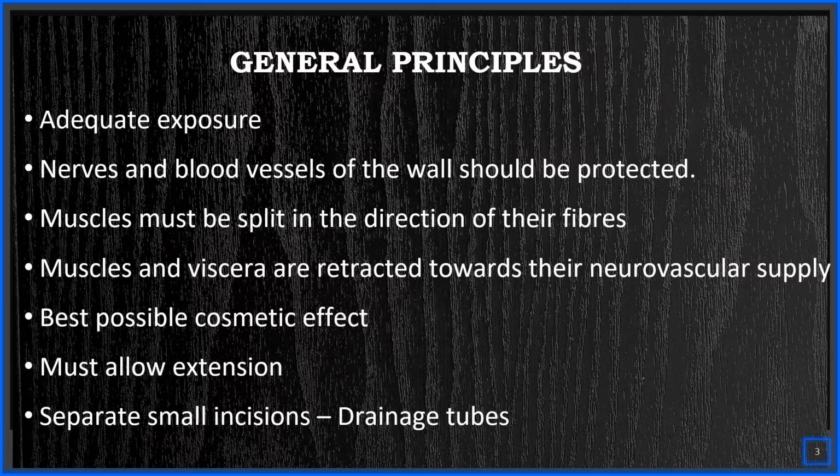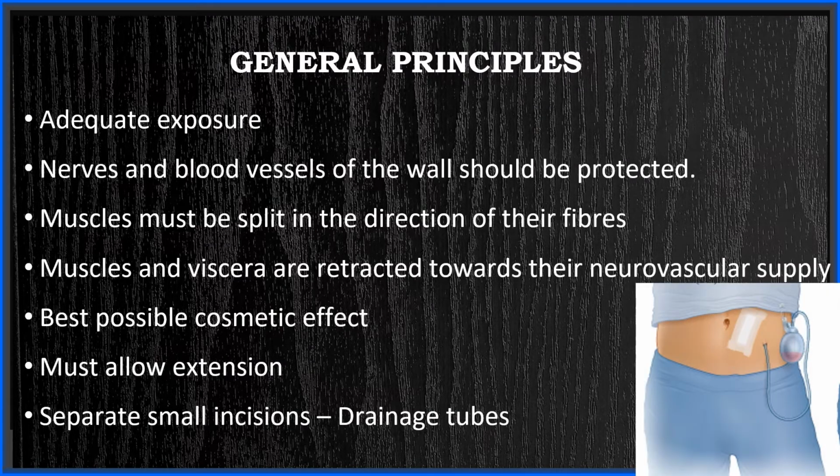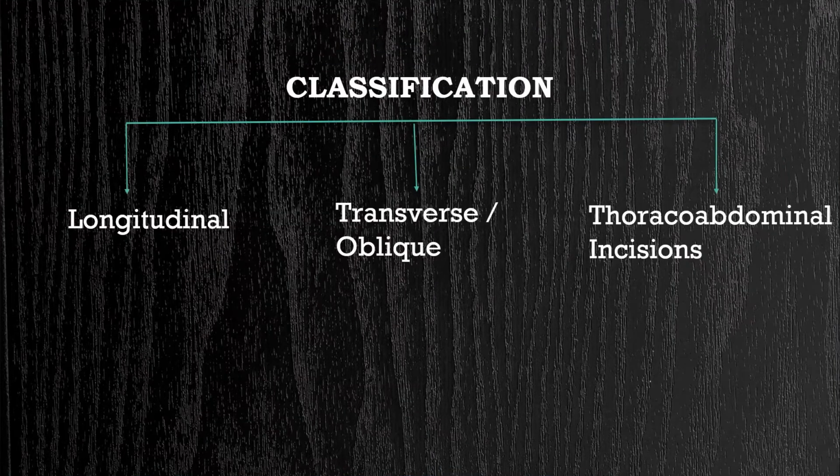Then for drainage tubes, there should be separate small incisions. You can see this is the site of the surgical incision, and this is a separate small incision that is placed for the drainage tube. The drainage tubes are placed so that the excess fluid and excess blood can be drained in the post-operative period.